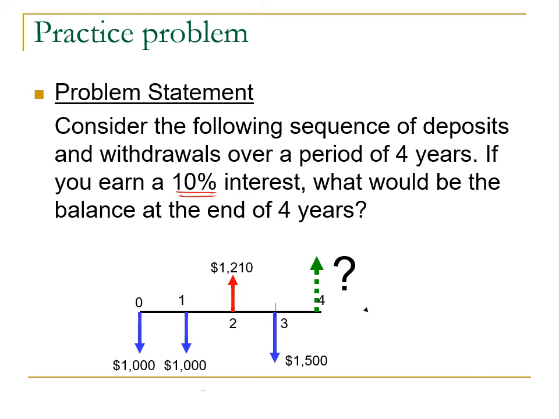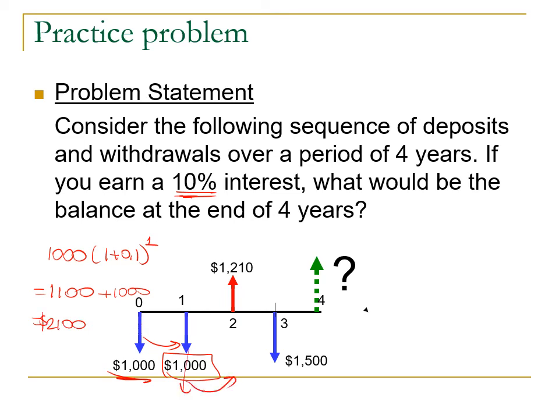So I'm going to calculate this $1,000, and what will it be in 1 year? So 1 plus 0.1, this is the interest rate, to the power 1. So it will be $1,100, this amount. And I am depositing another $1,000 to this. So it means that I will have $2,100 in year 1.